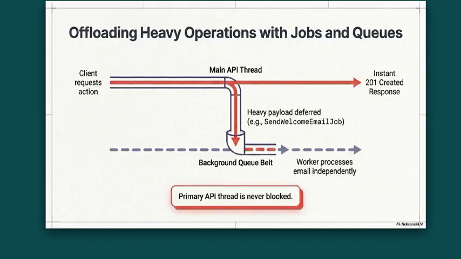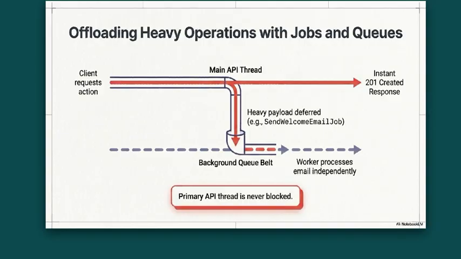Running silently in the background of your server environment, completely separate from the web traffic listening for HTTP requests, are worker daemons. Worker daemons. These are persistent PHP processes that just sit at the end of the queue belt, infinitely looping, waiting for a job to appear. So the moment a job drops, a worker process grabs the send welcome email job and begins executing the heavy code. Exactly. It talks to the SMTP server.